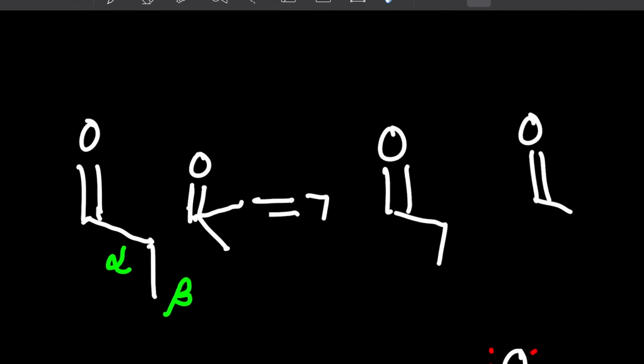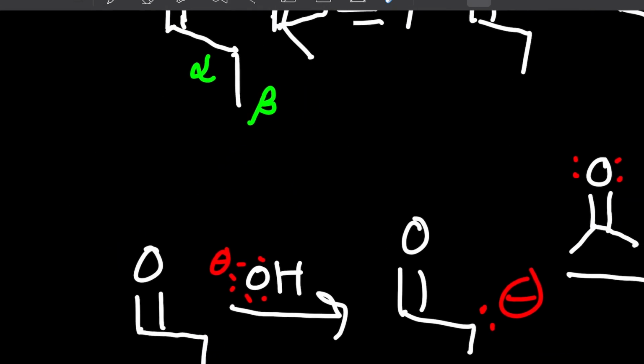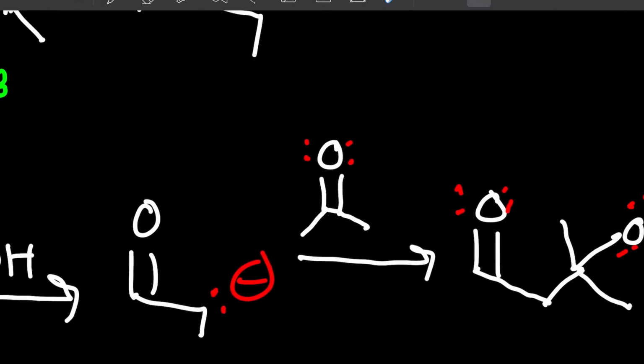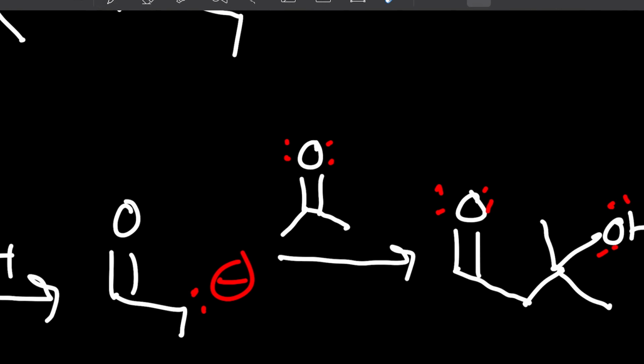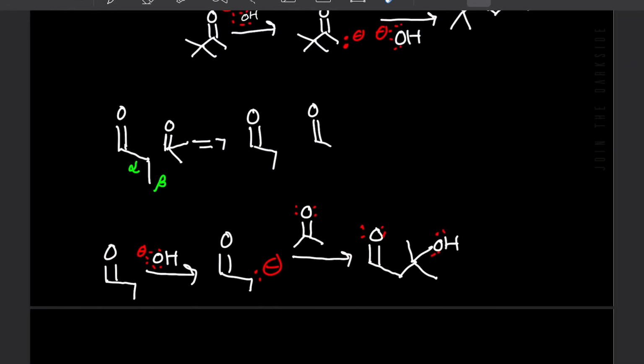So now let's go over the synthesis of it. So we know that this carbonyl has to be the starting material because the alpha hydrogen is present in this alpha carbon right over here, similar to the initial problem. So that means this alpha carbon is going to lose its alpha hydrogen and become negatively charged, becoming an enolate. So this enolate is going to attack this acetone, forming this as our final product.